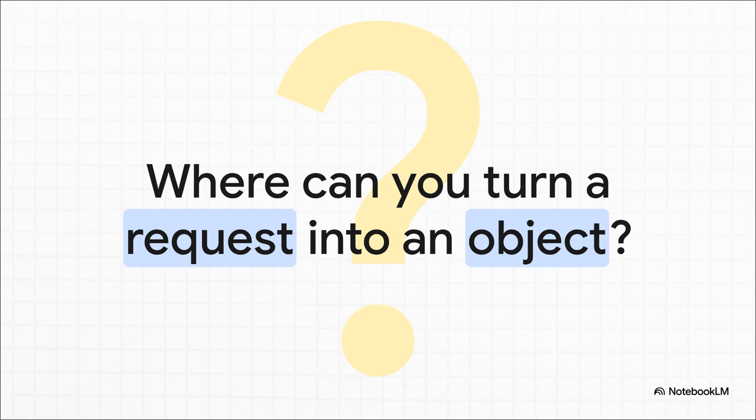So, we come all the way back to that first question. Why bother with all this? The answer is because when you turn a request into an object, you're not just adding a layer of abstraction, you're adding a layer of incredible power and flexibility. You are future-proofing your code. So the real question, the one I want to leave you with, is this. Take a look at your own projects. Where can you turn a request into an object?